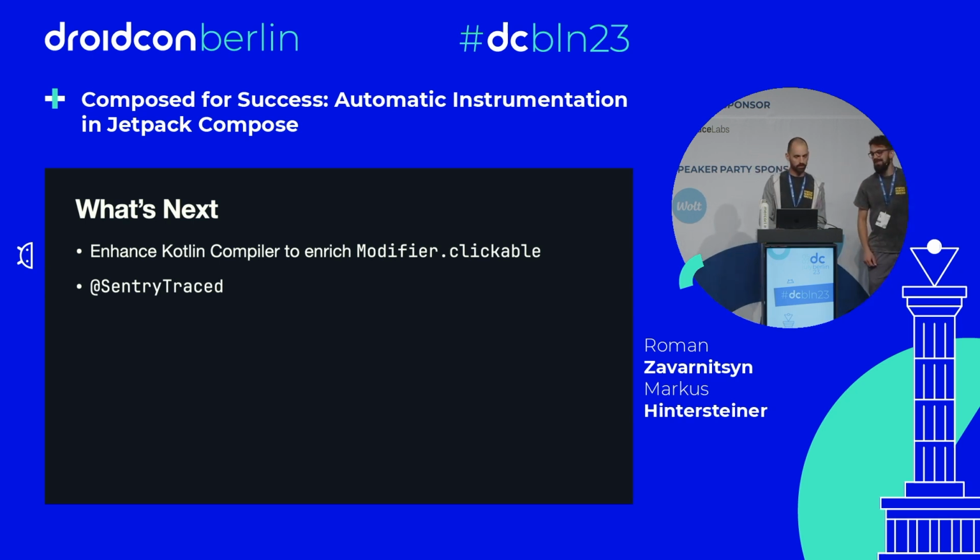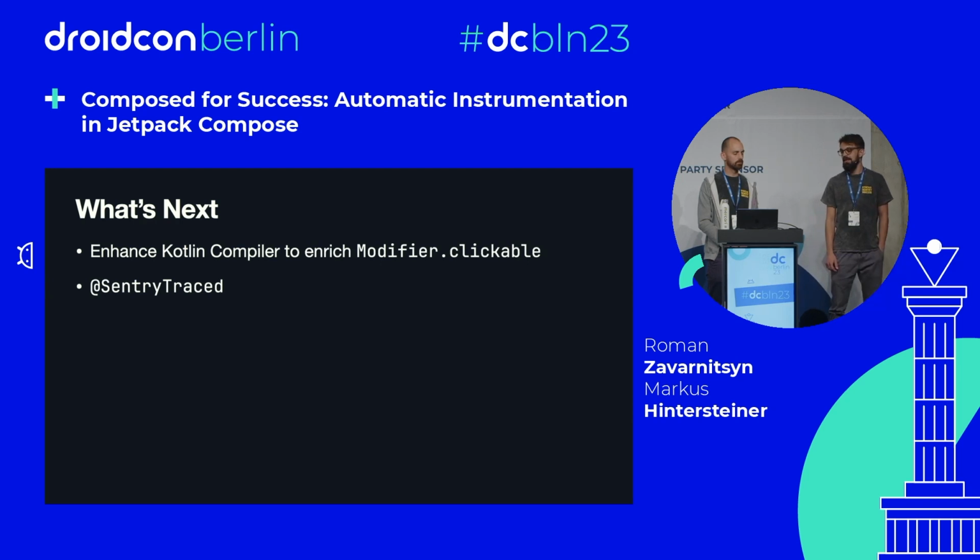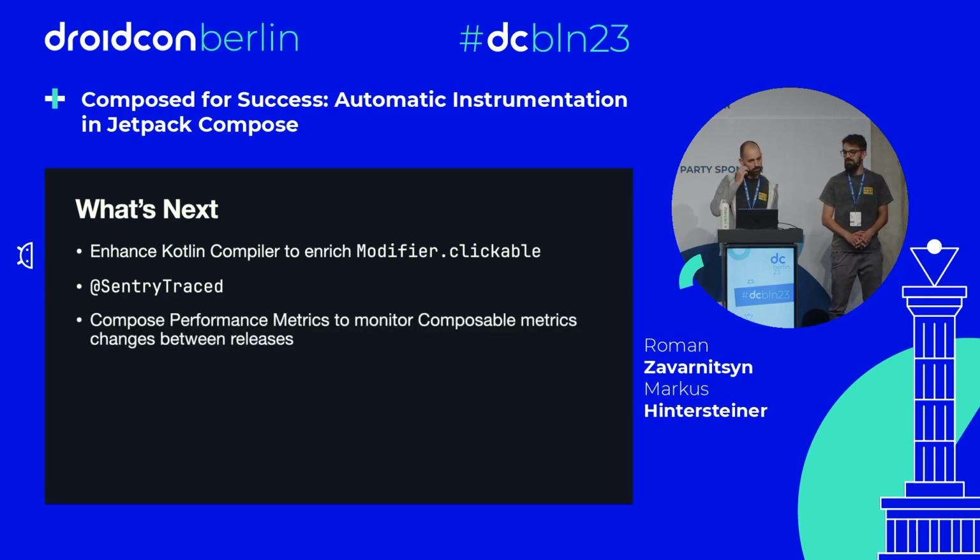So we're also looking into adding this special Sentry trace annotation, which you can add to your composable functions, and then we would automatically measure the time it took to render this composable and to compose itself. We are also looking into automating and providing you with the composable performance metrics and tying them together into your build, so you also get more detailed information on what changed over release and where potential performance impact is happening.